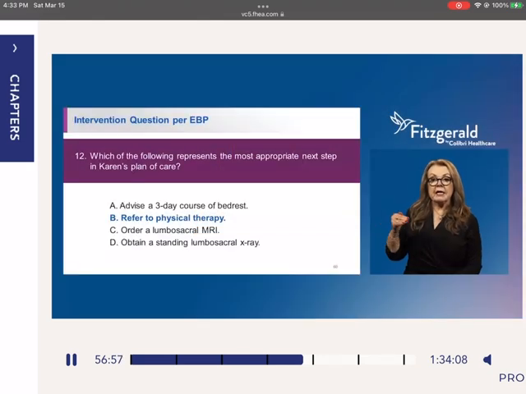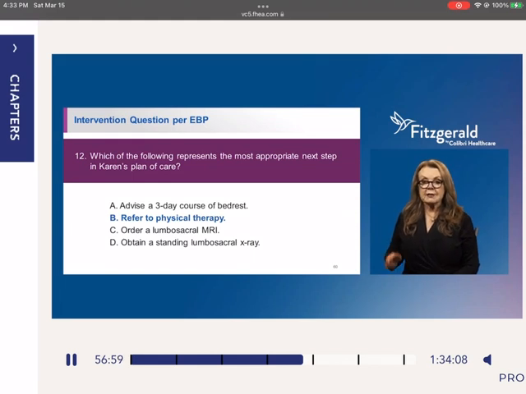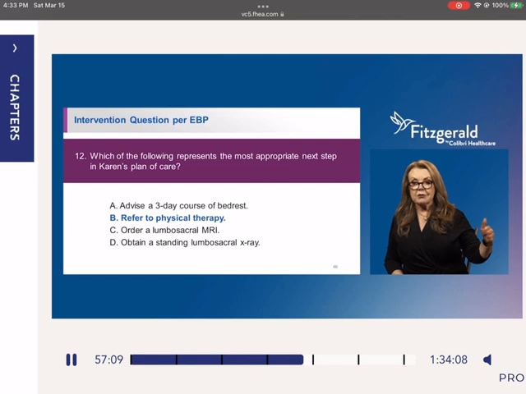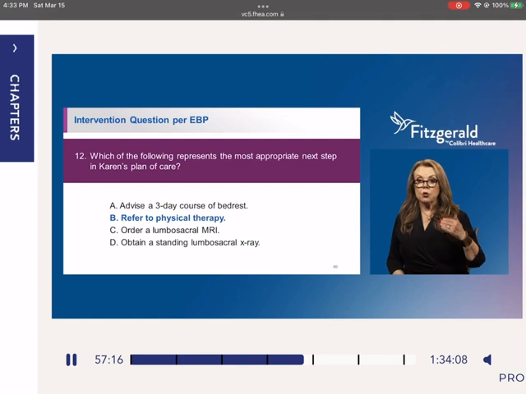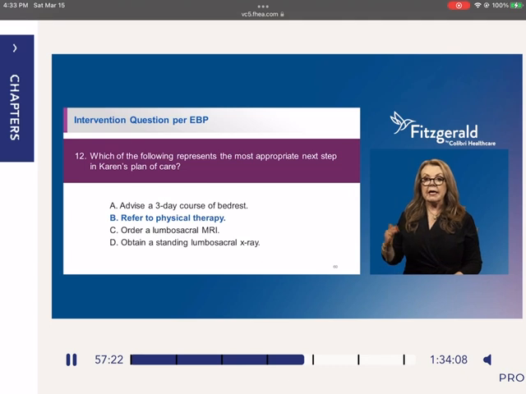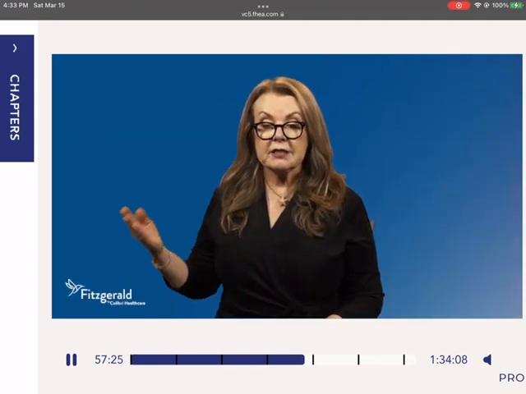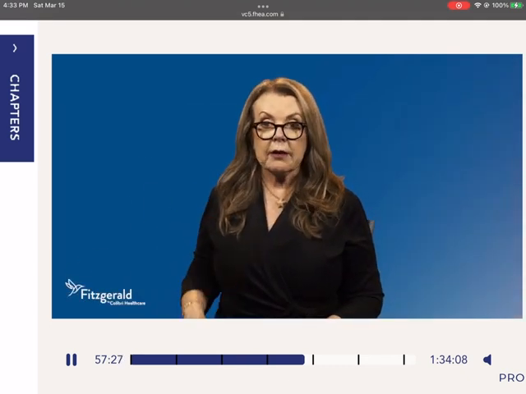So would it be A, advise a 3-day course of bed rest? The answer there is no, you would not. Years ago, that's what was advised to people with lumbar radiculopathy. That was then, this is now. What's definitely noticed is that people who do take to bed with lumbar radiculopathy, or for that matter, lumbar sacral strain, get quite deconditioned, and then that perpetuates their discomfort and slows down their recovery.